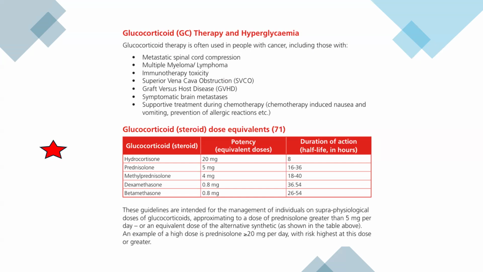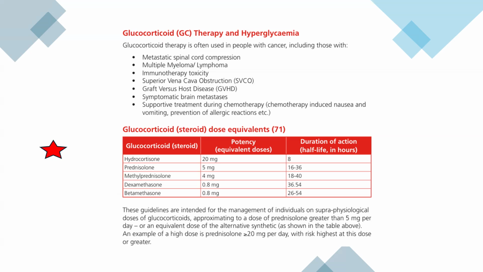Now, these guidelines are particularly intended for the management of individuals on supraphysiological doses of glucocorticoids. Here we are talking about approximately more than 5 milligrams per day of prednisolone. That will be equal to more than 20 mg of hydrocortisone, and of course more than 4 mg of methylprednisolone, and more than or equal to approximately 0.8 mg of betamethasone and dexamethasone.